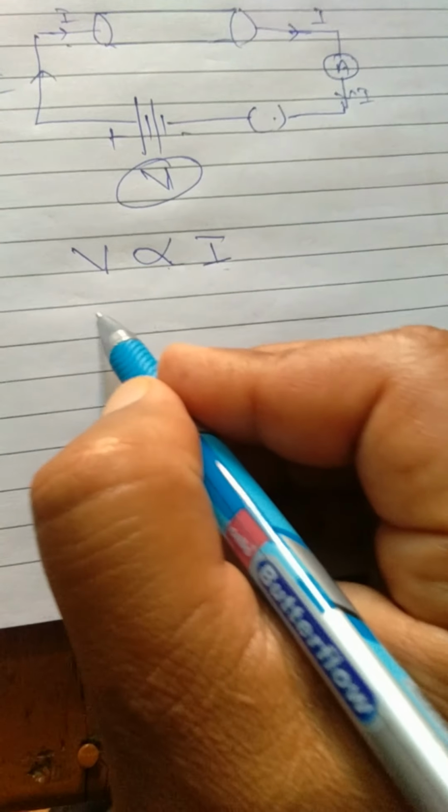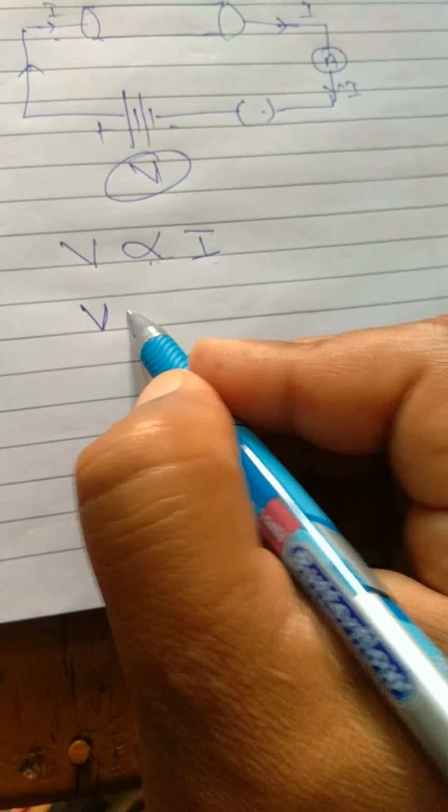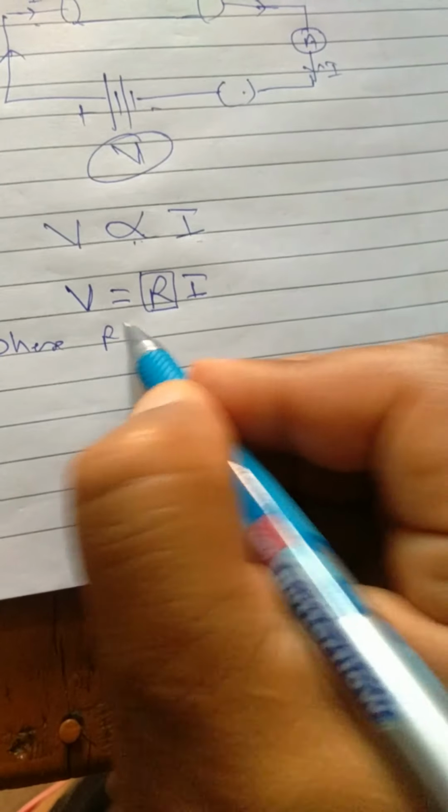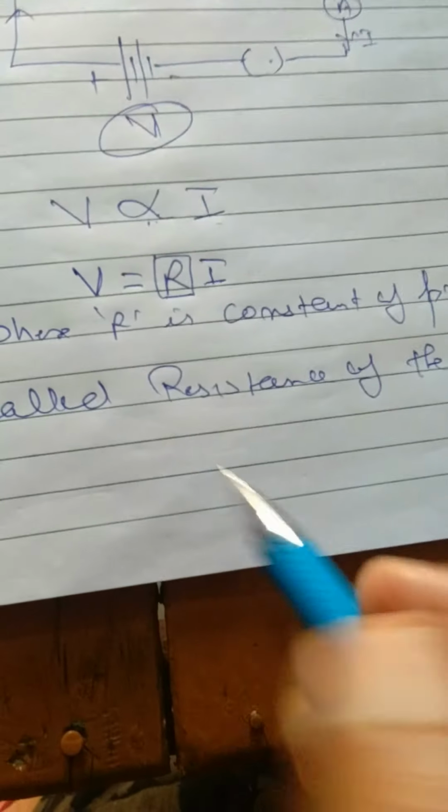After replacing this sign with equality, we introduce R, where R is the constant of proportionality called the resistance of the conductor. Okay beta, it is known as the resistance of the conductor.